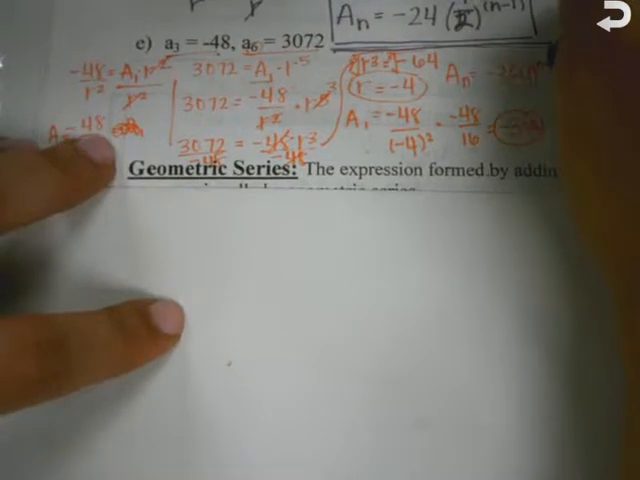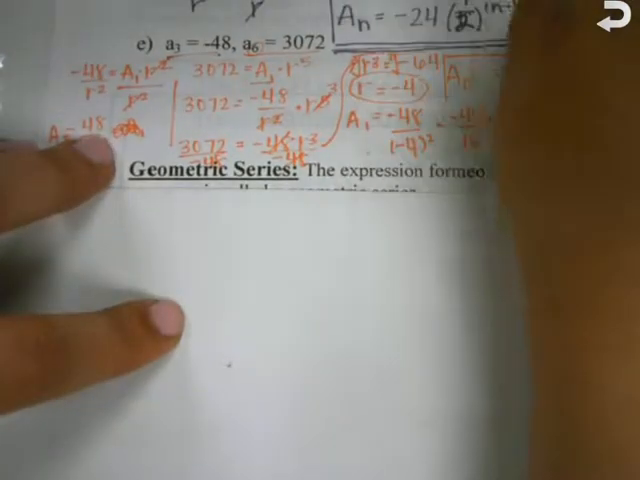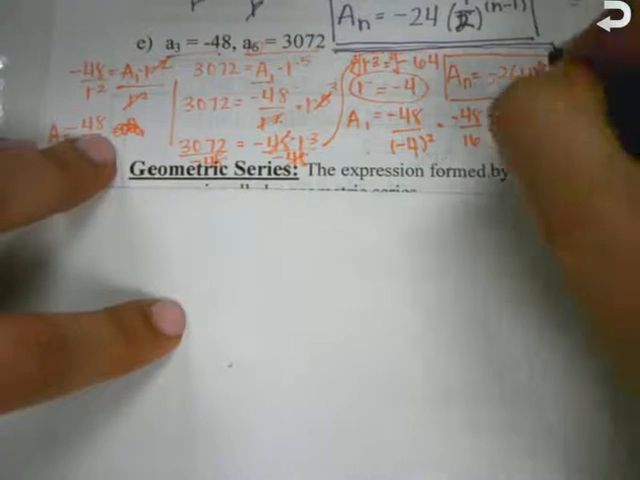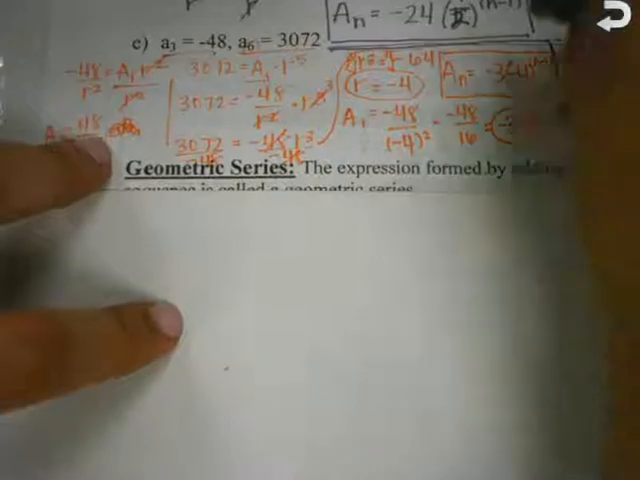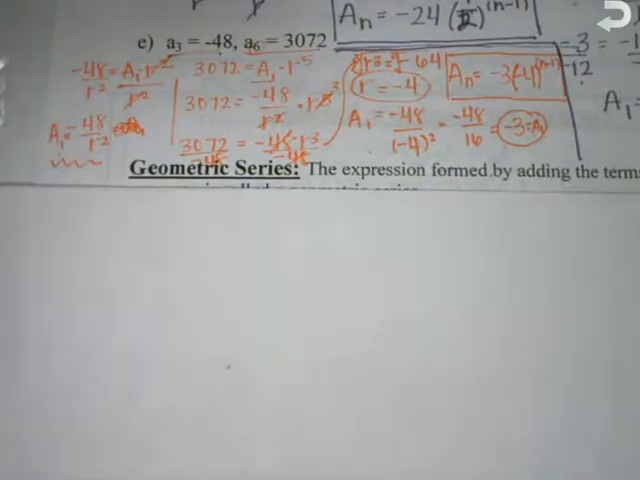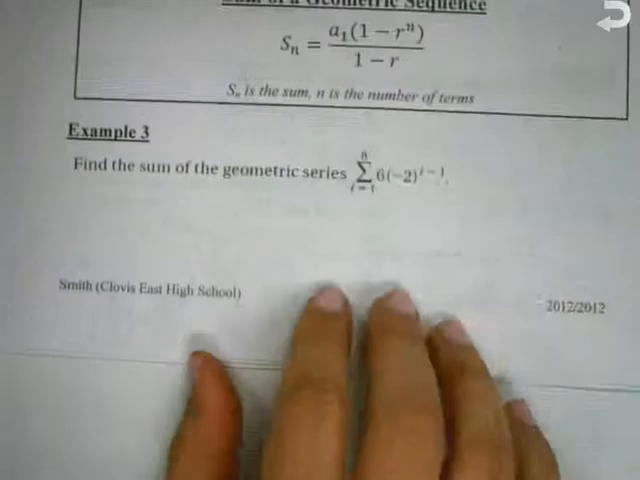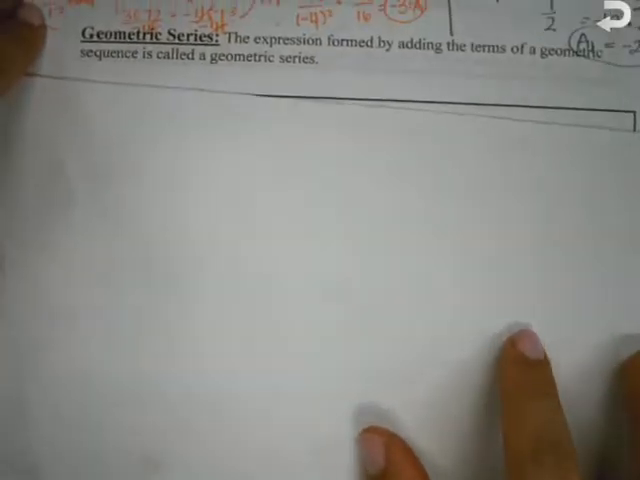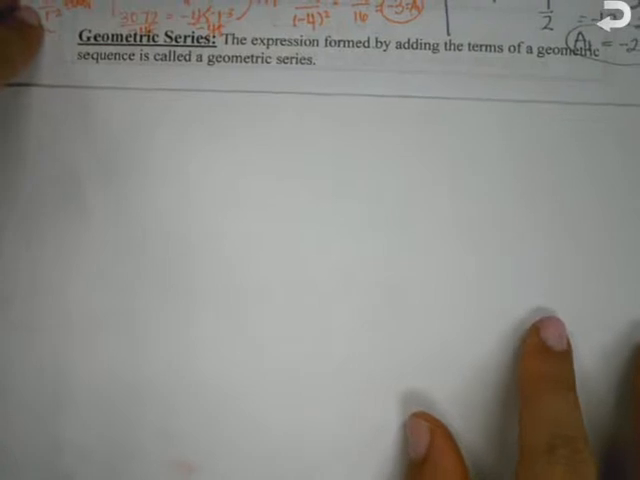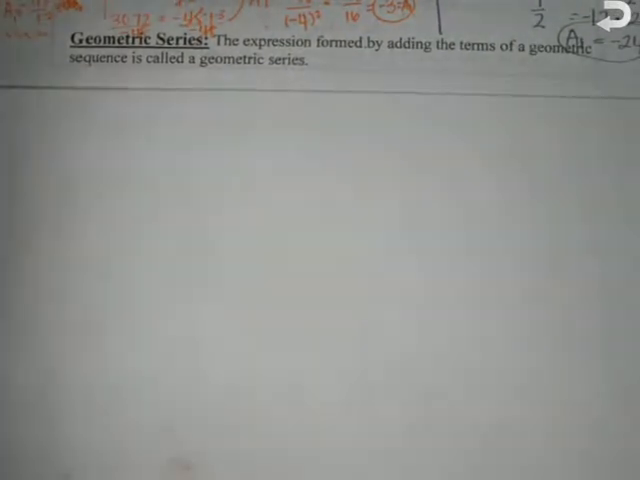The last thing we have to go over is a geometric series. Now, how does a series differ from a sequence, guys? A sequence is a list of numbers. A series means that we're adding them all together. So the official definition: the expression formed by adding the terms of a geometric sequence is called a geometric series. So you're just taking a geometric sequence and adding all the terms together.